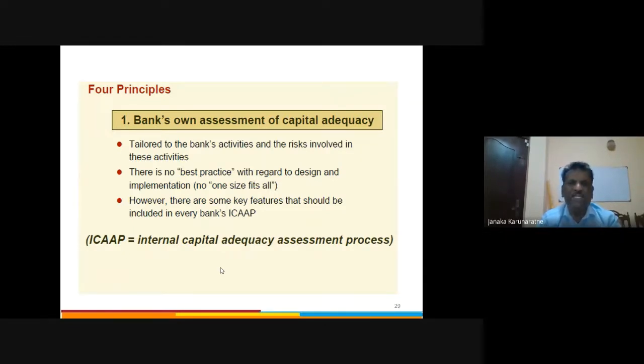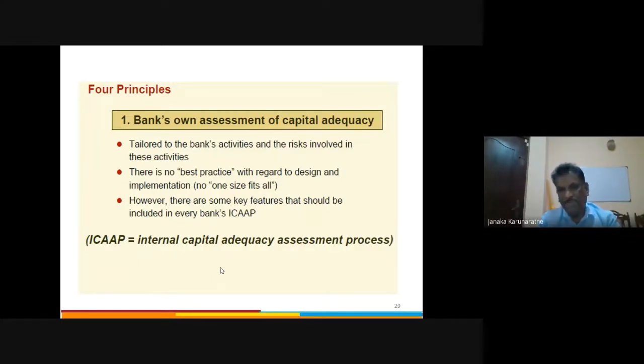So bank A looks at its risk and decides, okay, what is the right level of capital required for me? Bank B should look at its own assessed risk, the level of controls, and see what is the right level for me. Even two banks similar in size may be different. That all depends on internal processes, controls, risk management processes, and so on. However, there are some key features that should be included in every bank's ICAAP.